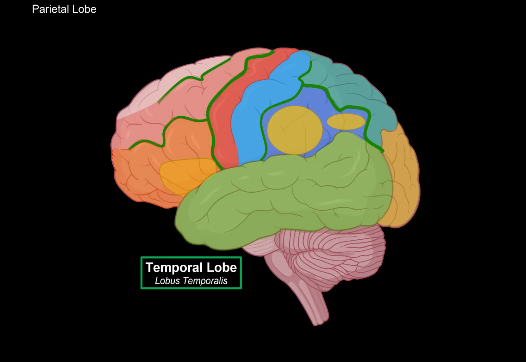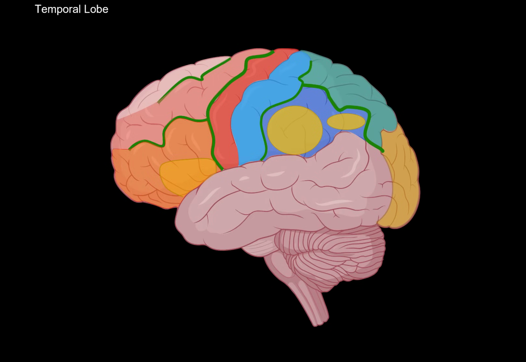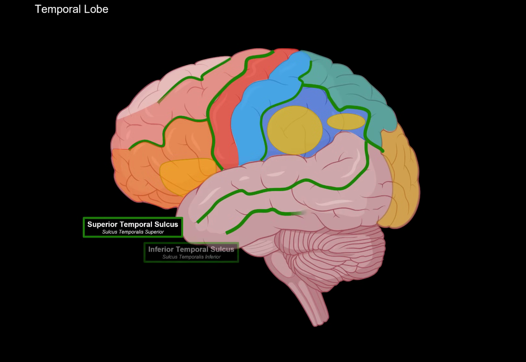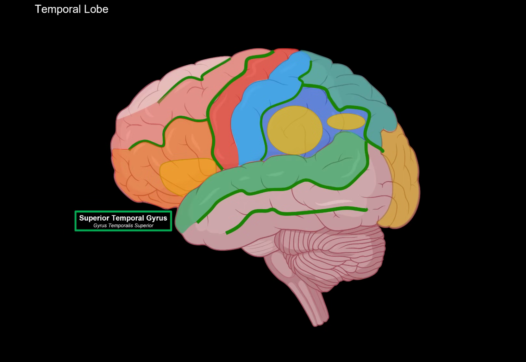Next, we have the temporal lobe, and the temporal lobe has the superior temporal sulcus and the inferior temporal sulcus, and they divide the temporal lobe into three gyri. First, we have the superior temporal gyrus. Here you'll find the primary auditory cortex that receives auditory information.